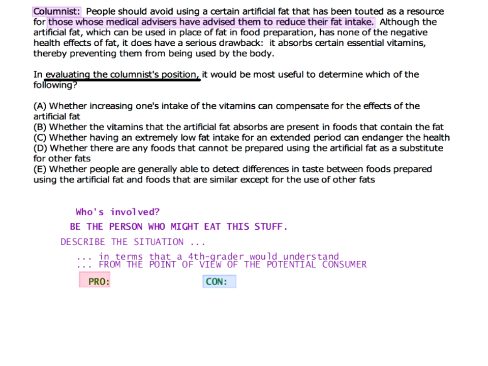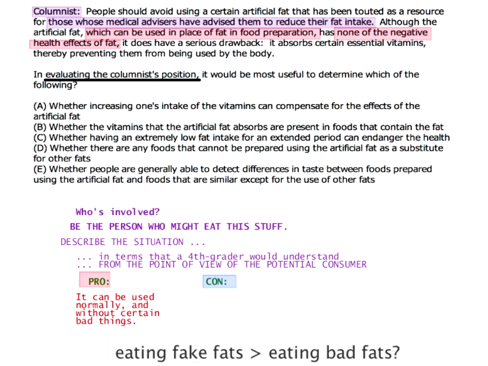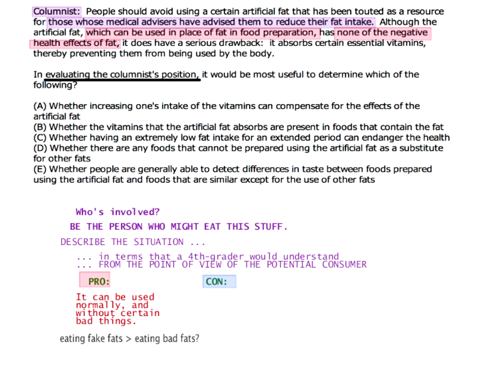There are pros, right? The pro is that you can use it in normal food, and it has none of the supposed detrimental effects of normal fat. So basically, it's good. It can be used normally and without certain bad things. You don't have to go into what those are. What's the bad? JSB puts it in terms of comparison there. Yeah, it's good in the sense that it's better than normal fat. I'll go ahead and just copy that and put it up there in the pro column, because it's a pretty decent summary of it with the greater than sign there. So that is also in the pro column. All right. And then what about the con? What's the con?